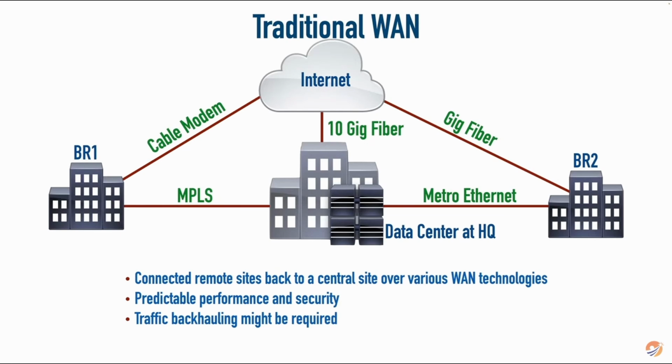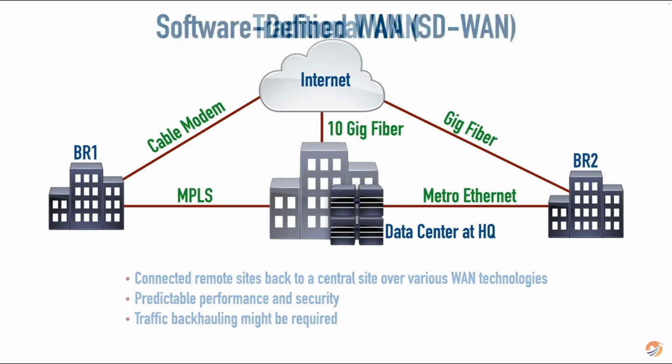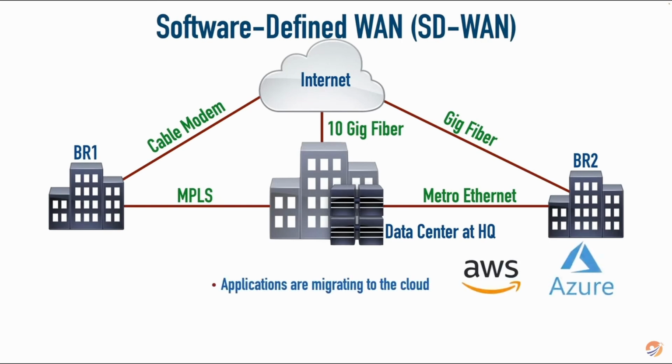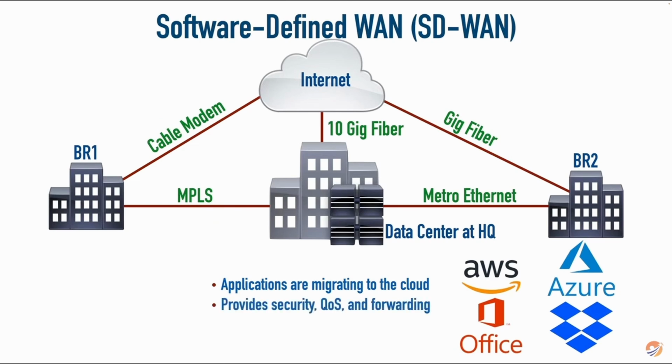That's not terribly efficient. With software-defined wide area networking, we make the observation that a lot of applications are migrating to the cloud. We've got Amazon's cloud, AWS, Amazon Web Services, Microsoft Azure, we've got Google Cloud, Microsoft Office is available in the cloud, Dropbox, and on and on and on. And the thing is, these cloud-based applications can give us security and quality of service and a predictable performance experience. We don't need to do any backhauling back to the headquarters.